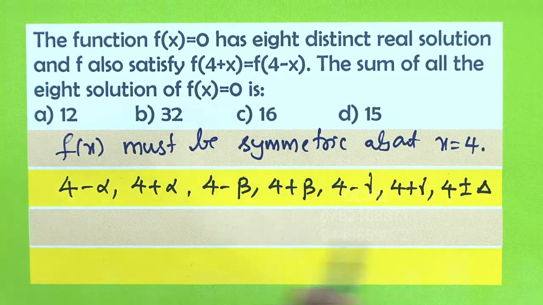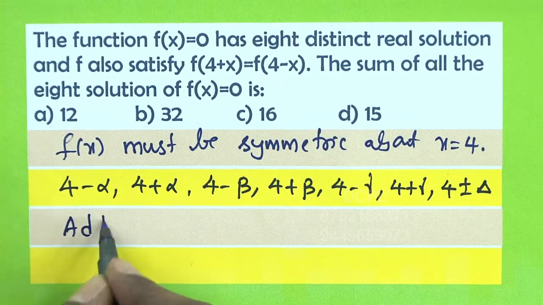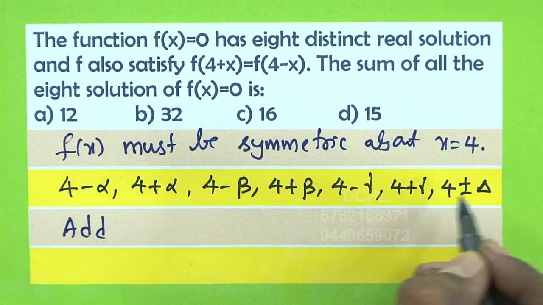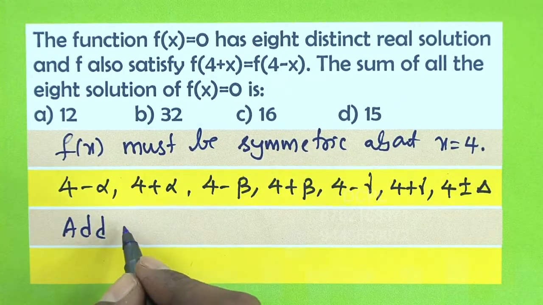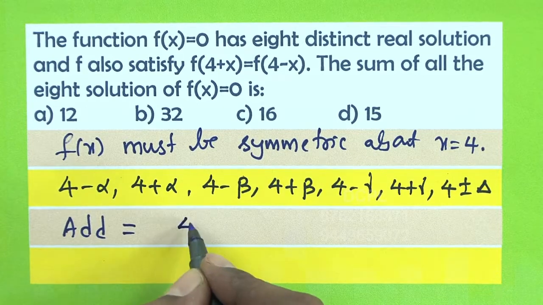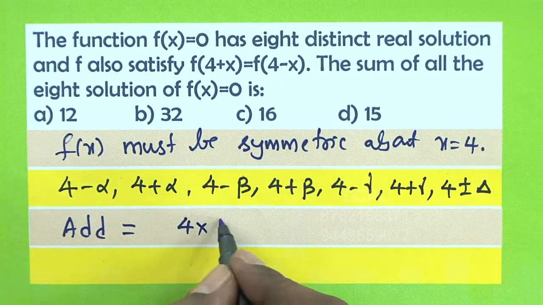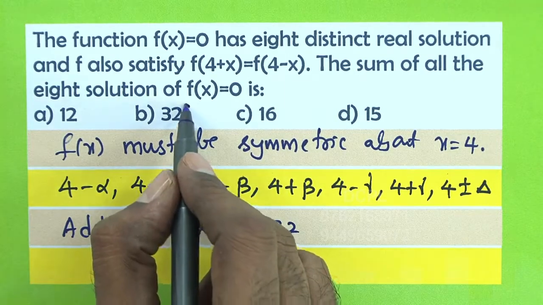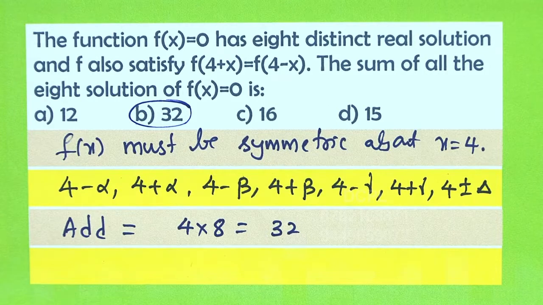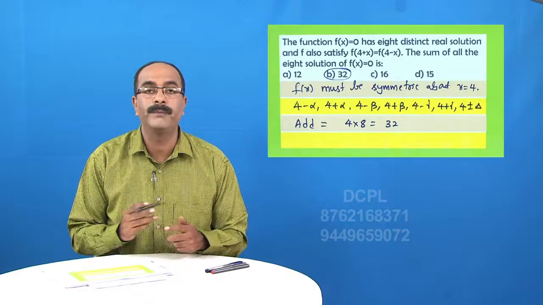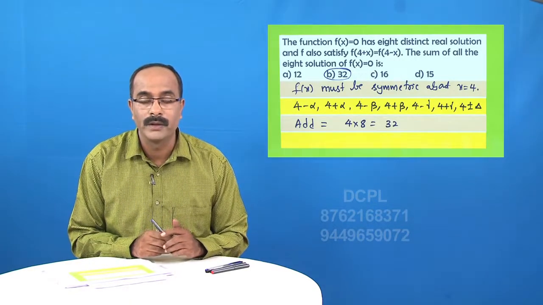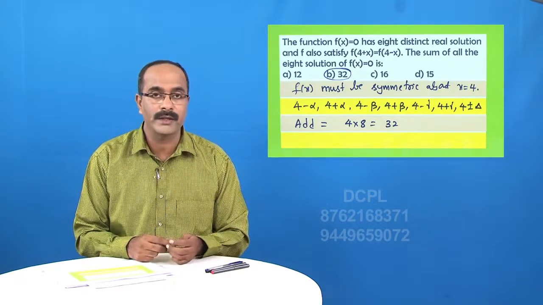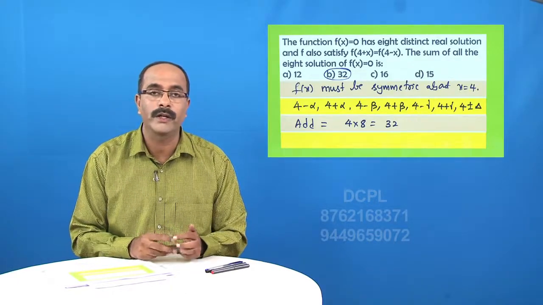Sum of all the solutions, if we add, what happens? Alpha cancels with alpha, beta with beta, gamma with gamma, delta with delta. What remains is 4 into 8 terms, 4 8s are 32. So, therefore, sum of all the solutions is equal to 32. Option B is correct. See how simple the logic is, right? I hope you are understanding this. Please make a note of this. We can go to the next question.